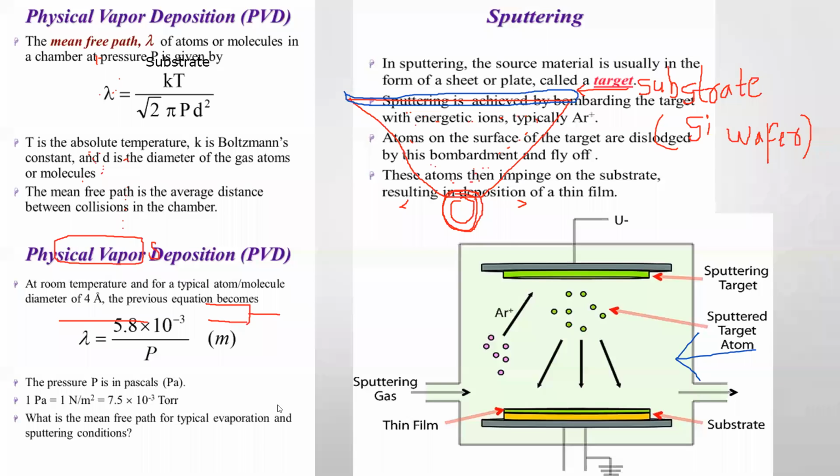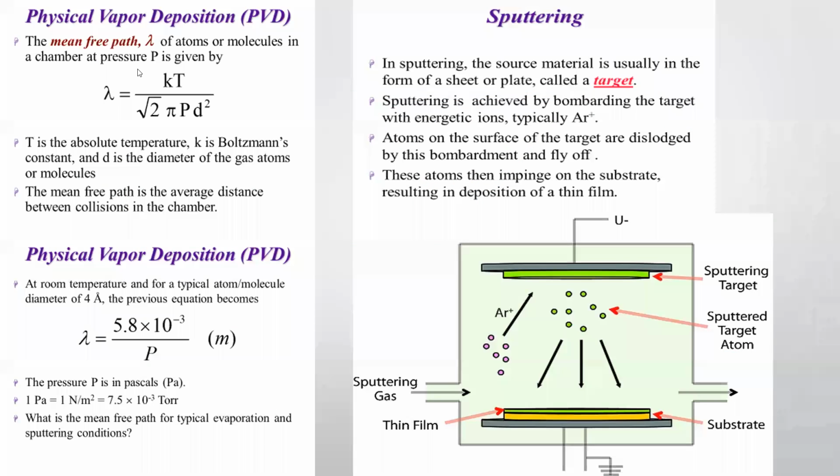So now we will try to focus on some mathematical relations of the physical vapor deposition system. In the physical vapor deposition system there is some mean free path, from where the particles can travel from the source to the substrate, and that atoms or molecules in the chamber at pressure P. So that mean free path is nothing but lambda.